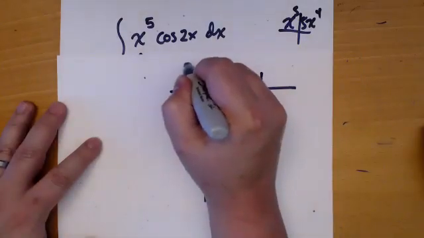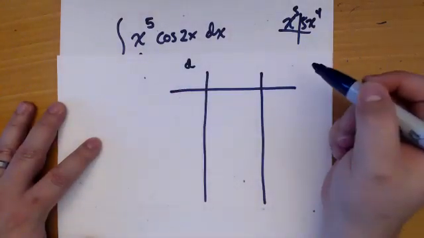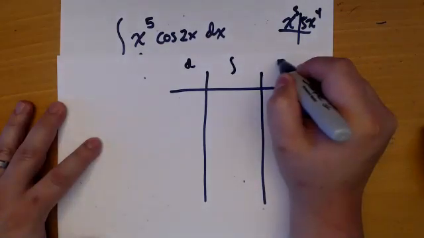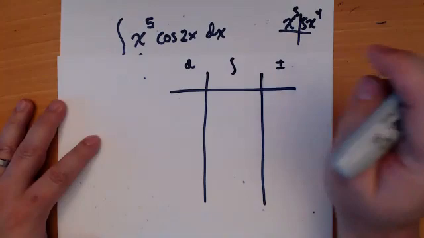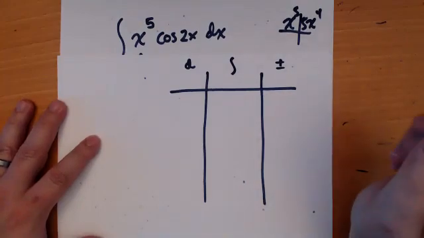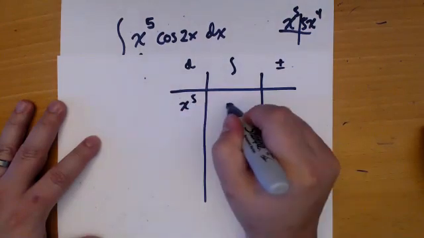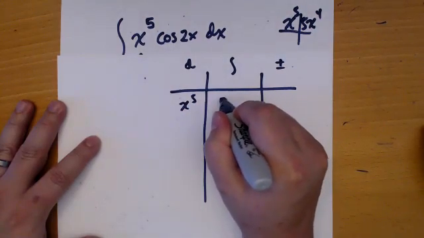You're going to put the thing that you take a derivative of here. You're going to put the thing that you do an integral over here. And this is going to be plus or minus signs. And here's what I mean. You're going to start off with x to the 5th, and you're going to do the thing that you integrate.